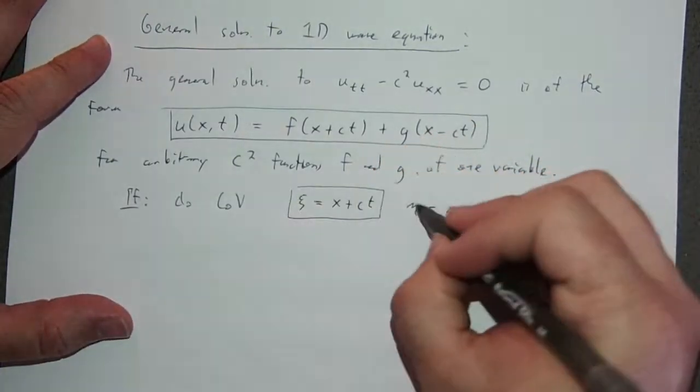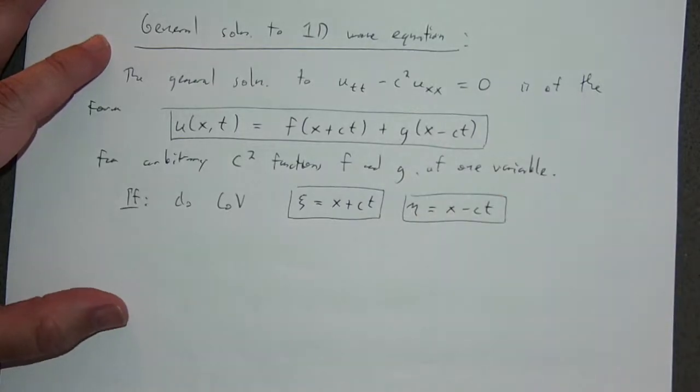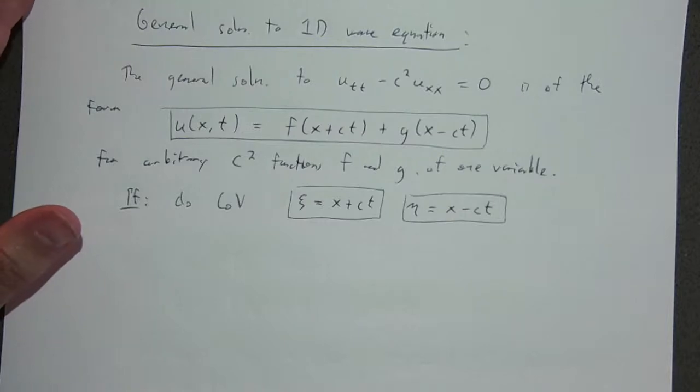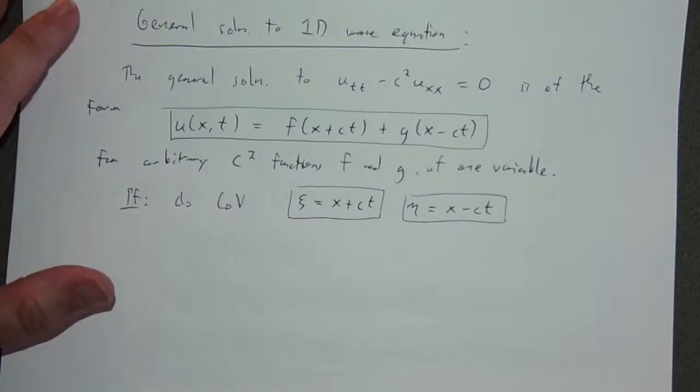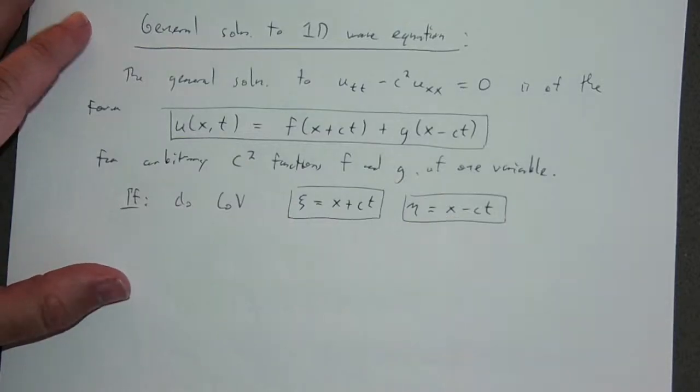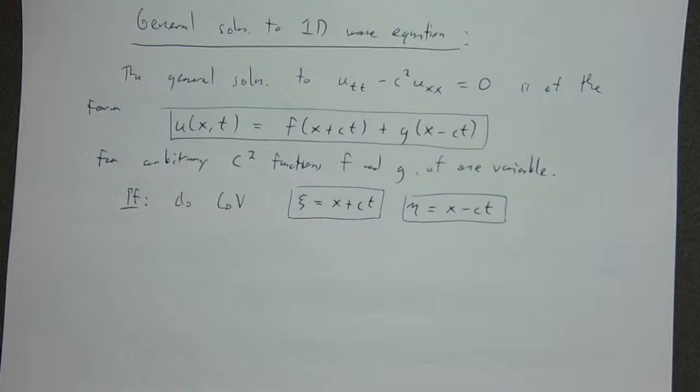So here's c, here's eta. Thinking of it this way, it's almost as if the wave equation involves a directional derivative with respect to two different directions. Here's one and here's the other. That's kind of what's going on here. So let's apply the chain rule here.